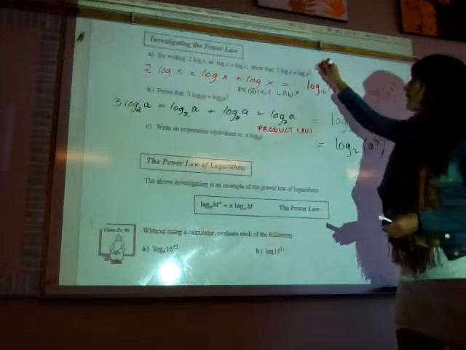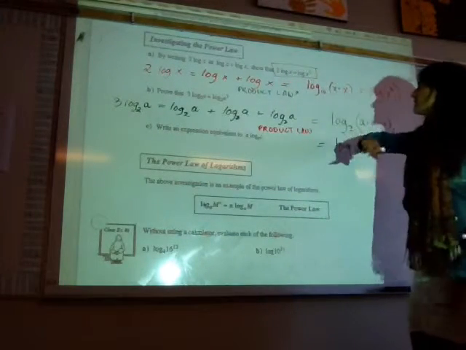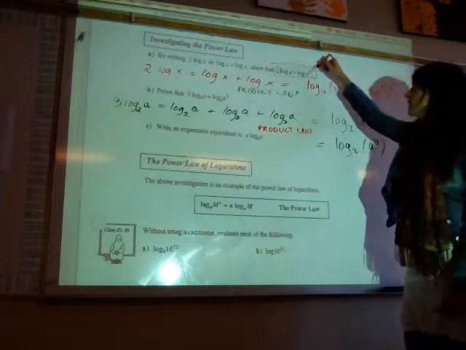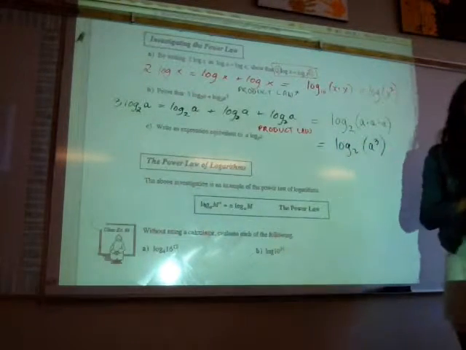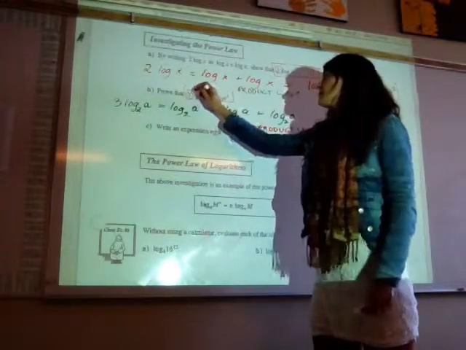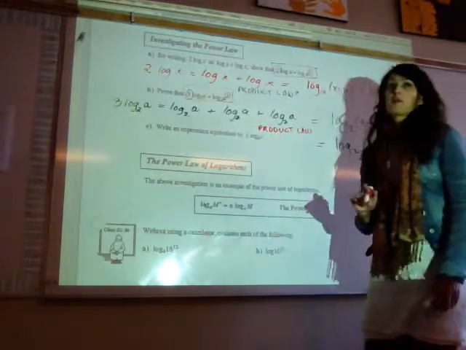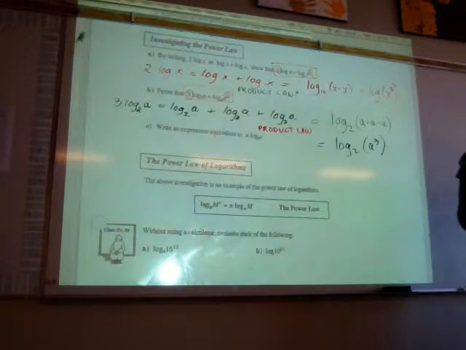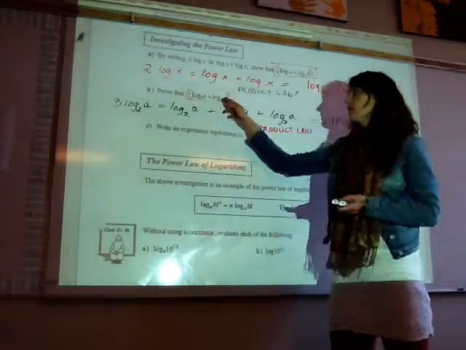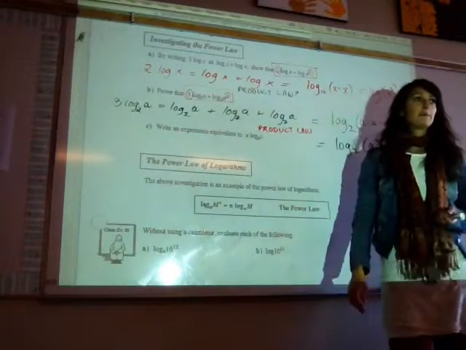Take a look at both examples. Do you guys see any correlation between the 2 as the coefficient and the 2 as the exponent? Or perhaps the 3 as the coefficient and the 3 as the exponent? Basically, they're interchangeable. If you have a coefficient out front, it can be rewritten as an exponent on the argument.